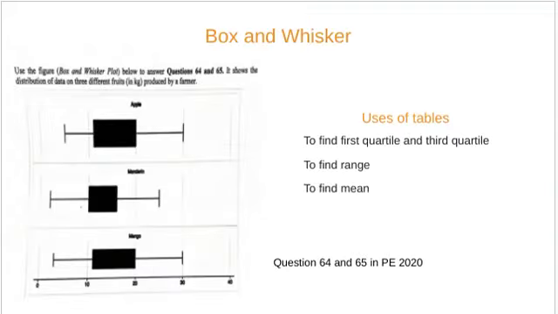And finally we have box and whisker chart. Basically it looks like this in the figure. It will have a box and it will have whiskers. The uses of box and whisker is to find first quartile and third quartile, to find a range, and to find mean. Question number 64 and 65 of the PE 2020 had question related to box and whisker.